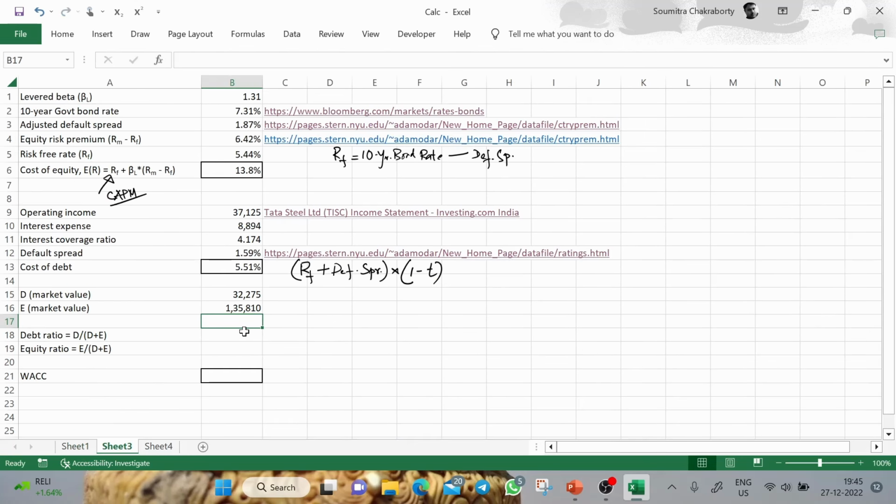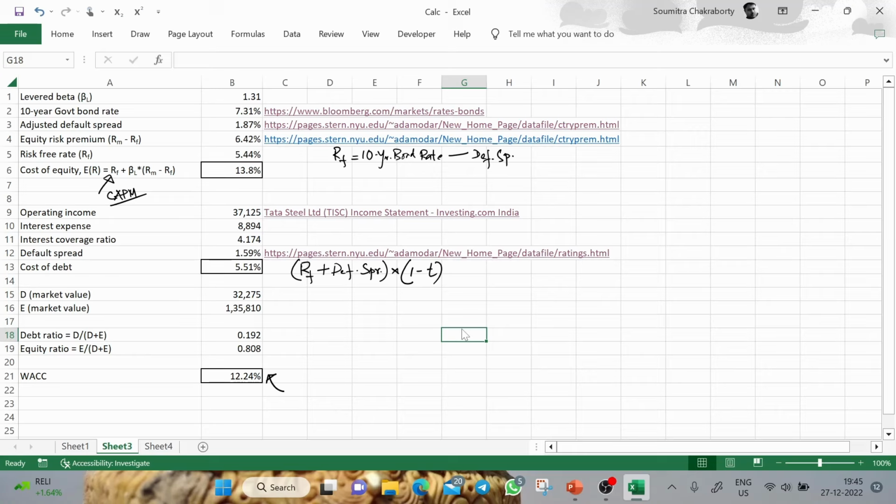This one. So what is the D by D plus E? This is your D by D plus E. And if you subtract that from 1, that will give you the E by D plus E. So these are the two ratios. So what should be the WACC? That is this ratio into the cost of debt plus this ratio into the cost of equity. So this should be the weighted average cost of capital. So we will report that the weighted average cost of capital for Tata Steel is 12.24%.